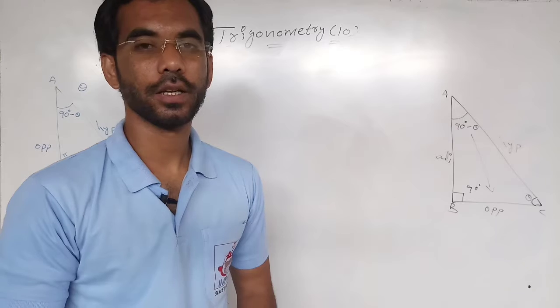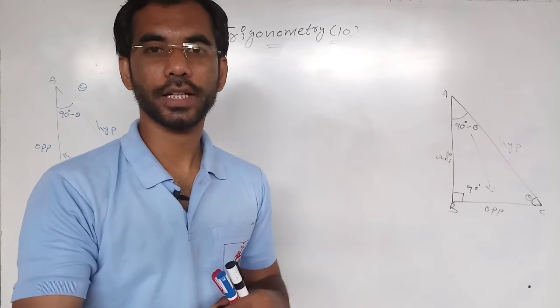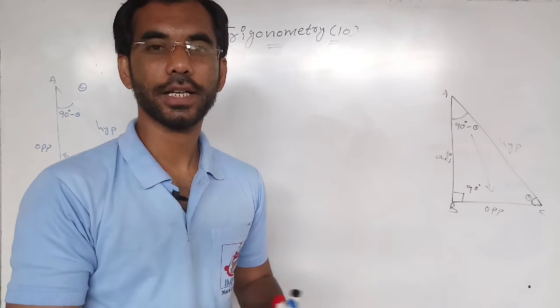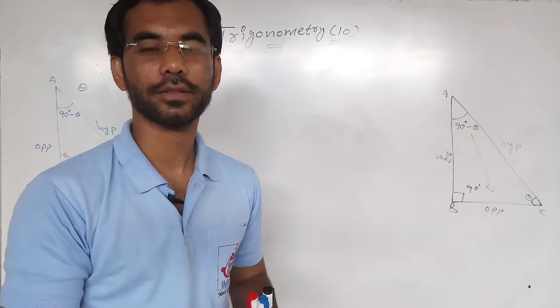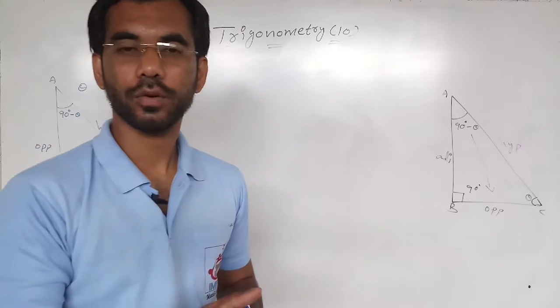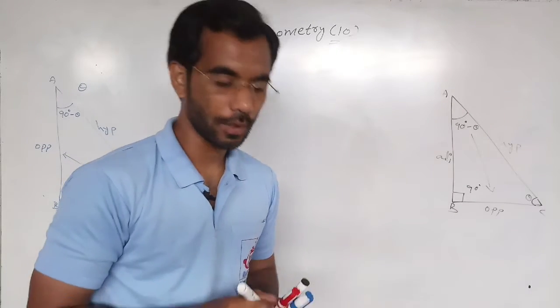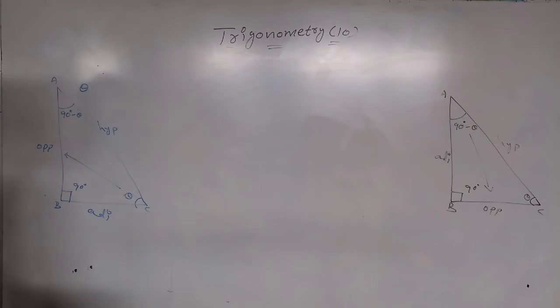Trigonometry part 10. In this we will learn that sin theta is equal to cos (90 minus theta), cos theta is equal to sin (90 minus theta), tan theta is equal to cot (90 minus theta), cot theta is equal to tan (90 minus theta), cosec theta is equal to sec (90 minus theta), sec theta is equal to cosec (90 minus theta).